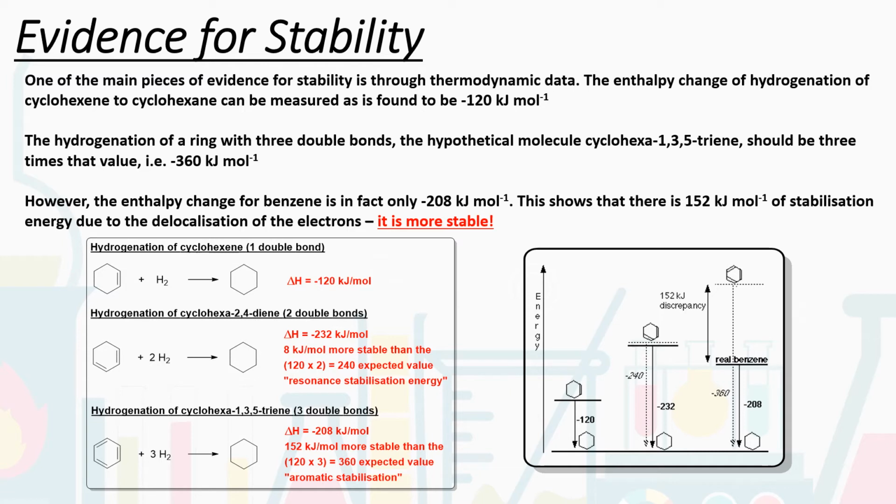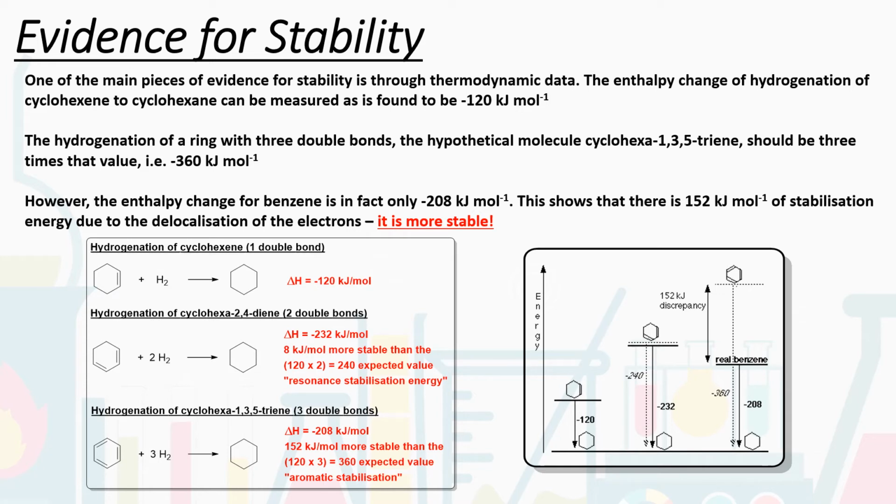It's exothermic because we're forming bonds, right? We're forming bonds from carbon to hydrogen. Now, we can take this further and look at the hydrogenation of cyclohexa-1,3-diene, so now having two double bonds. You'd expect that if one double bond was negative 120, two double bonds would be twice the amount. Actually it's just slightly less. The enthalpy change for that two double bond system is negative 232. So it's 8 kilojoules per mole more stable than you'd expect from the 240 kilojoule per mole value.